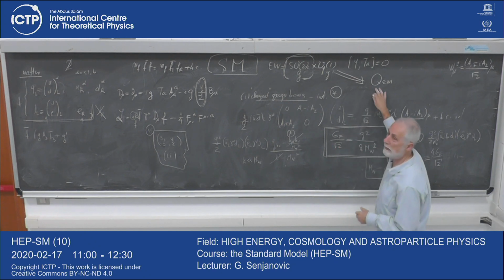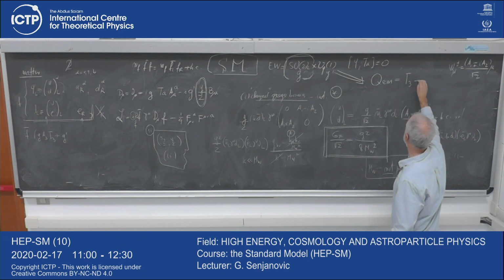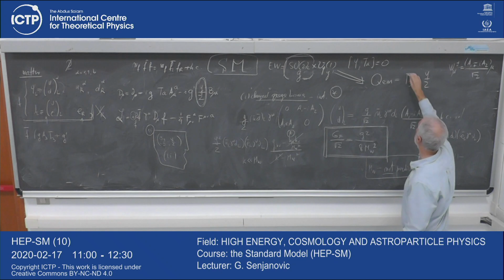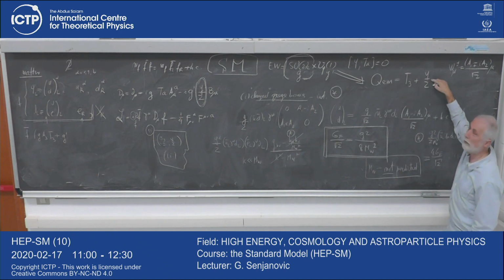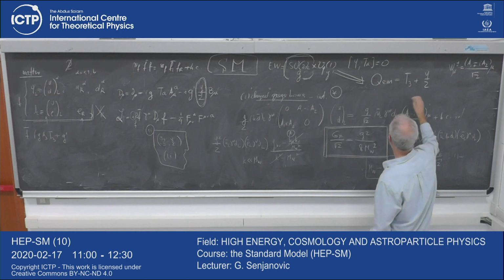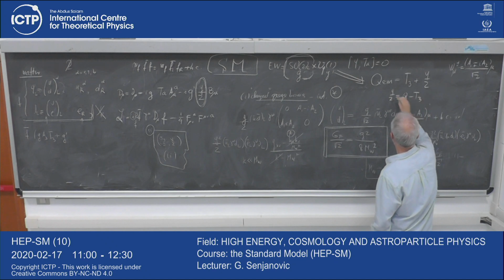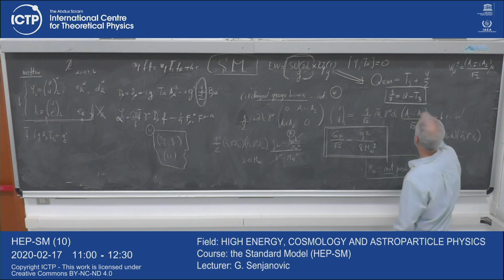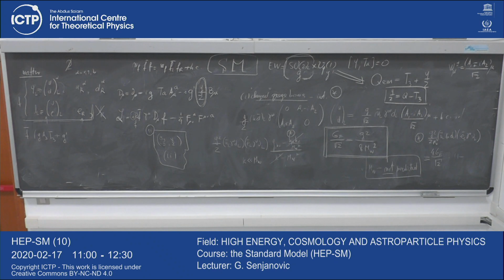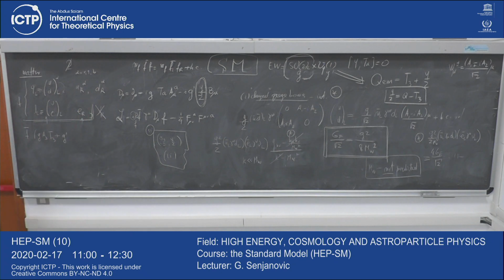Therefore charge must live inside the group. Therefore, it must be a linear combination of T3 plus Y over 2. I could put some coefficients here, but this is completely arbitrary, so it's not necessary. I can reproduce all the charges. So you see how this formula works. Actually, this is the way to think about it, because you know immediately what T3 is. I specified everything for you. Here, you agree?